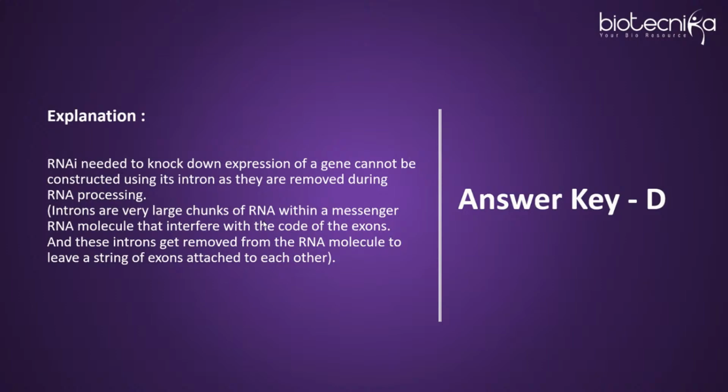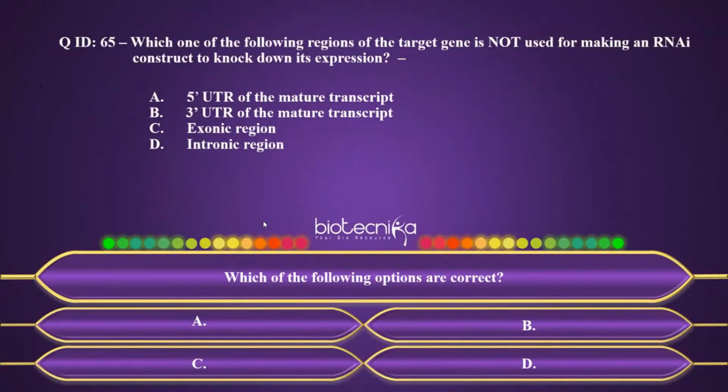Introns are basically the large chunks of RNA within a messenger RNA molecule that interrupt the code of the exons. Exonic regions are the expressive ones, right? And these introns get removed from the RNA molecule to leave a string of exons attached to each other. Everybody knows this. Option A says the 5' UTR of the mature transcript. The 5' UTR and 3' UTR are the regulatory regions, so these are very much required in the construction of the RNAi construct, right? And exonic regions are the coding regions, so these would be required.